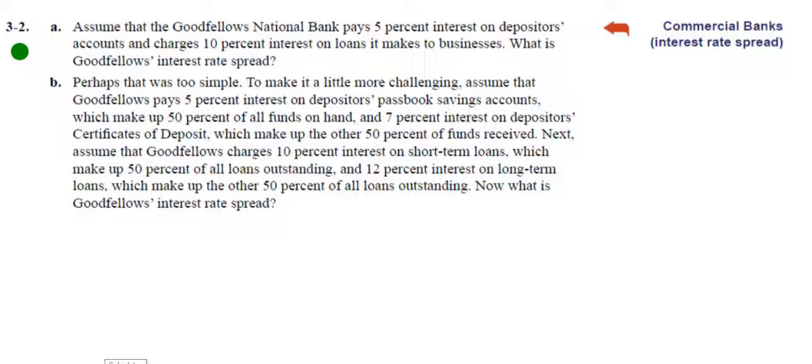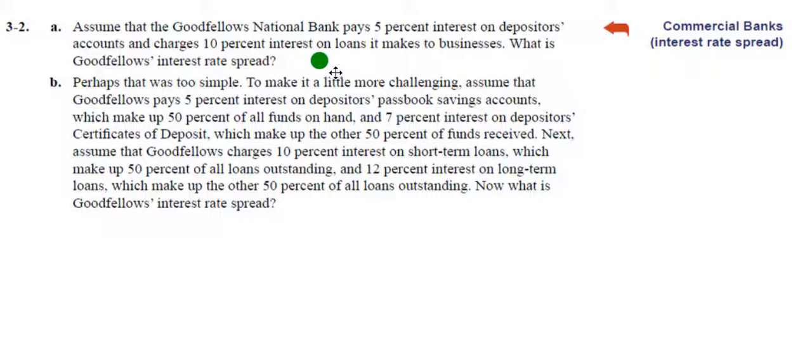Hi guys, in this video I'm going to be going over problem 3.2 in your homework, and this problem relates to problem 3.1 in that we're looking at a financial institution, Goodfellows National Bank, and we're looking at DEUs and SEUs. In this case the surplus economic units are the bank's depositors, which are just households, and the DEUs are businesses. The deficit economic units are the businesses that they make loans to.